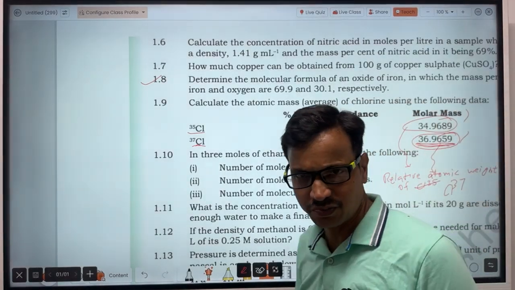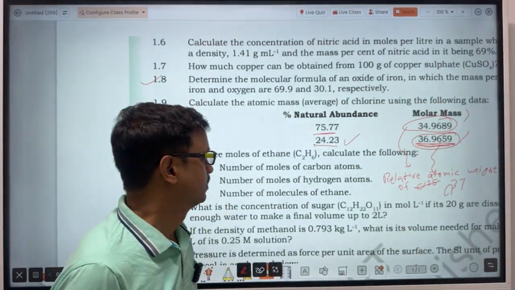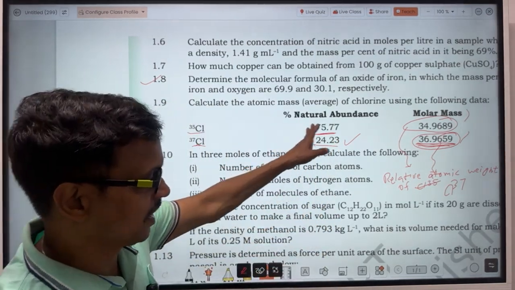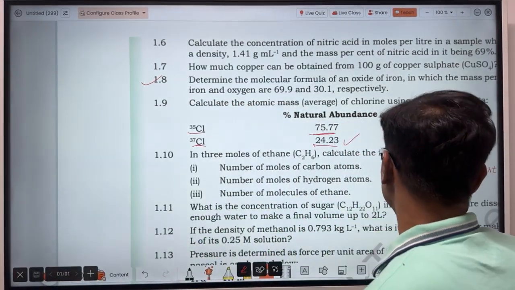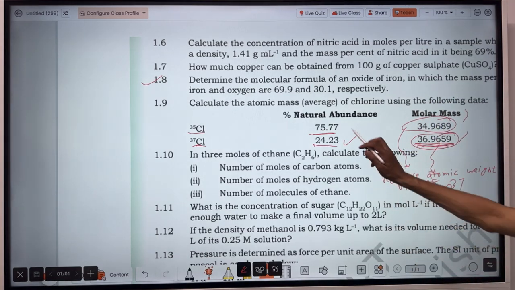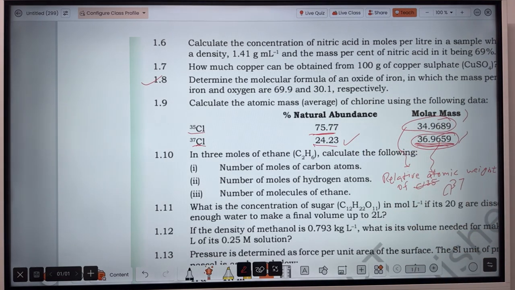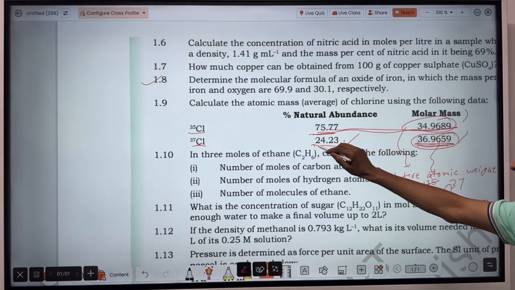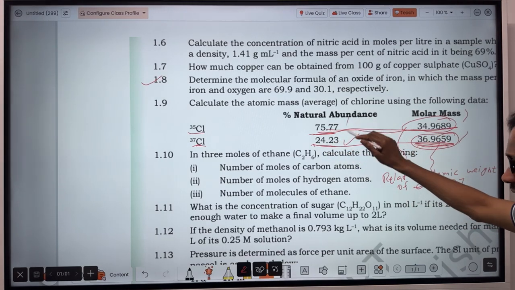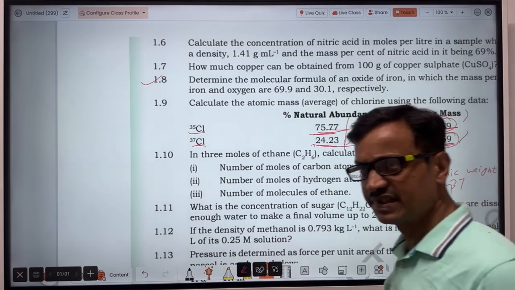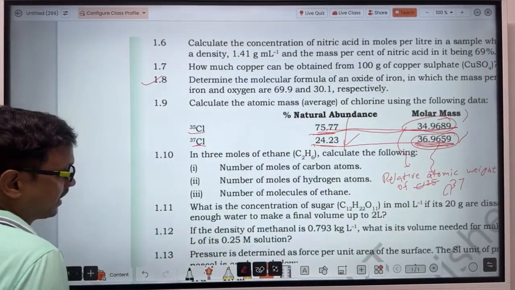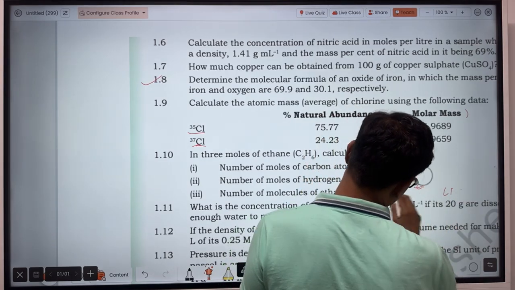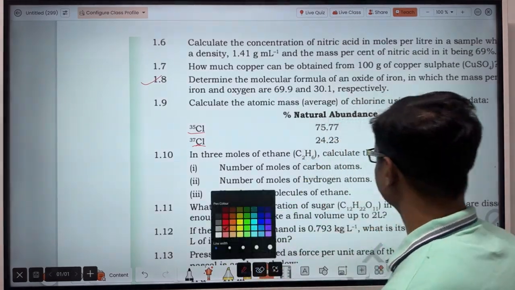Okay guys, how do we find the average? There are 75.77 atoms whose atomic weight is 34.9689. So the total weight will be this one times this one, plus this one times this one, divided by 100. So very simple it is. In other words, how to find the average?